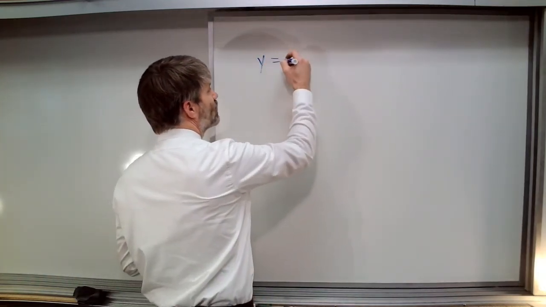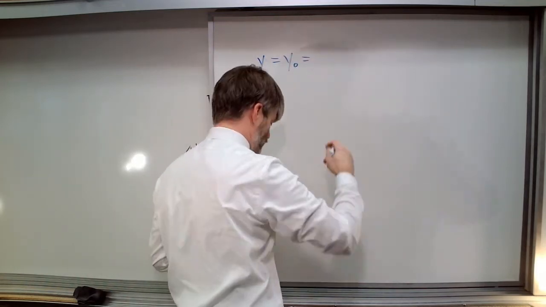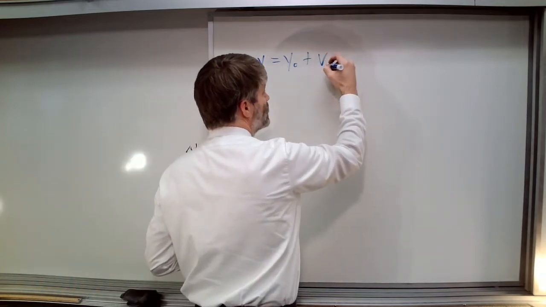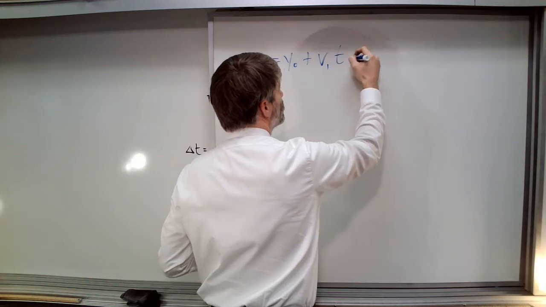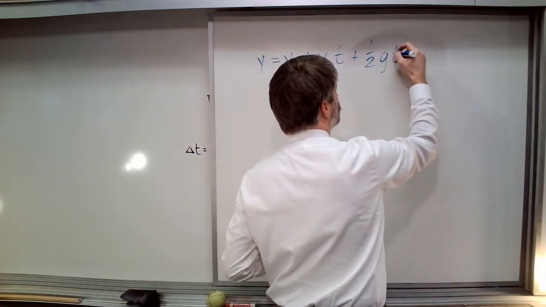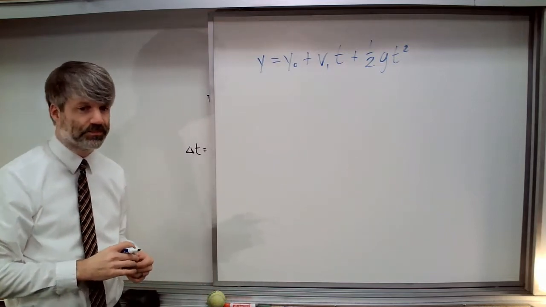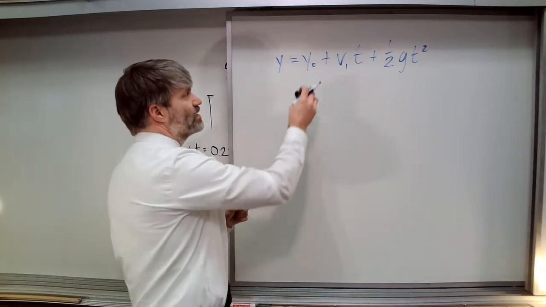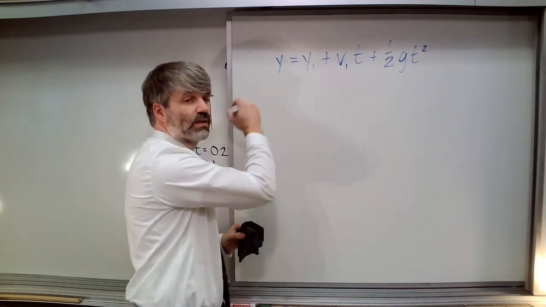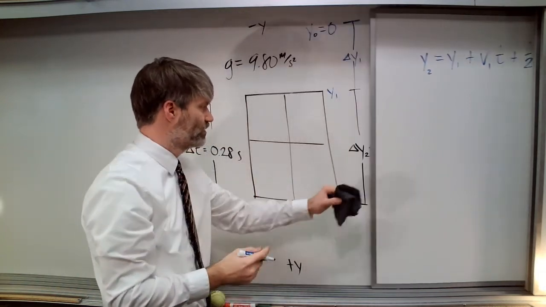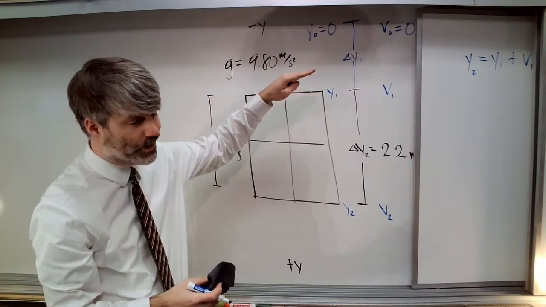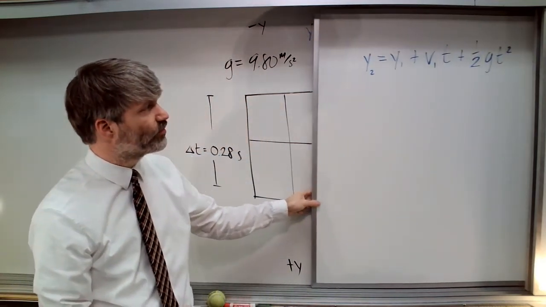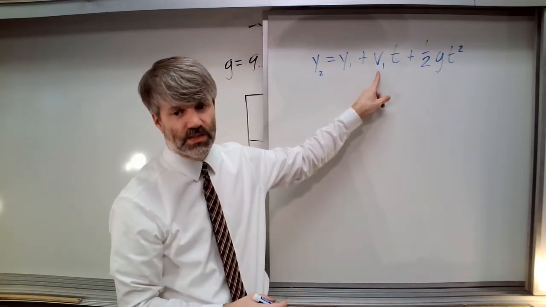Let's say y minus y naught plus v1 t is 1/2 g t squared. Now, in this case, y naught is actually y1, and y is y2. So y1 is our y naught, y2 is our y. And we'll see that we have enough information to solve for v in this case.